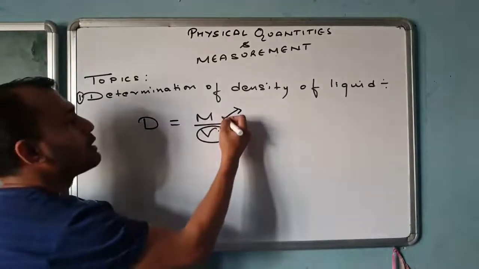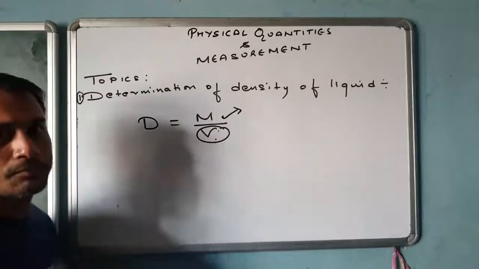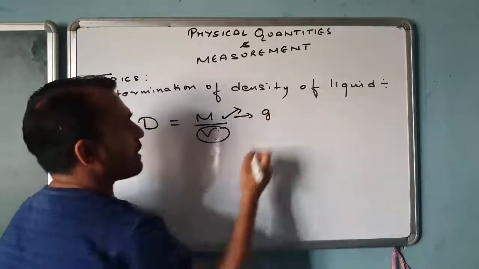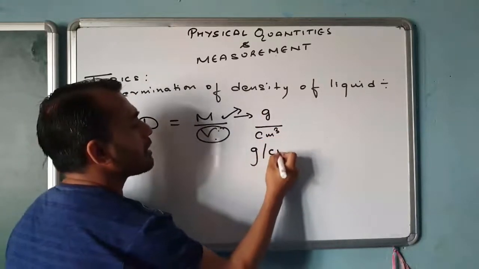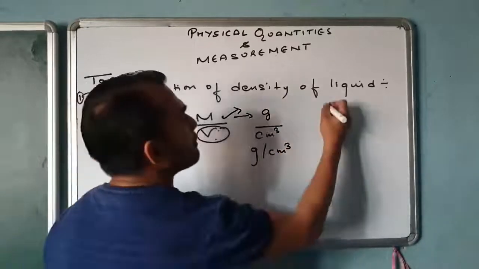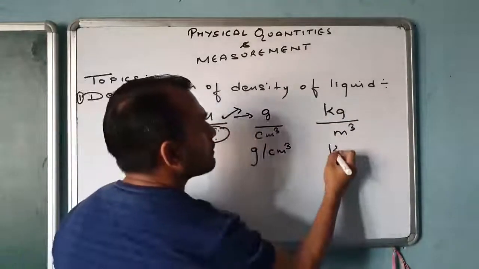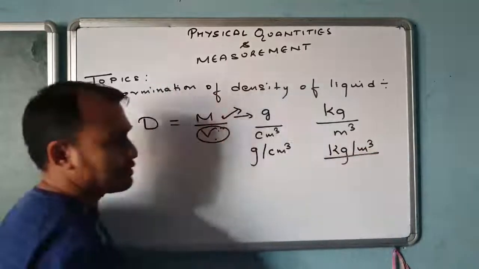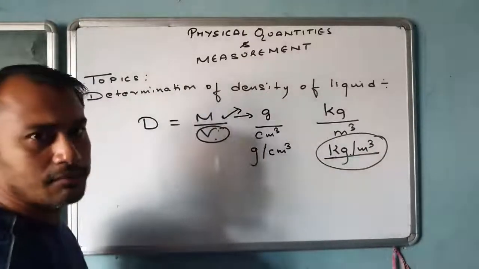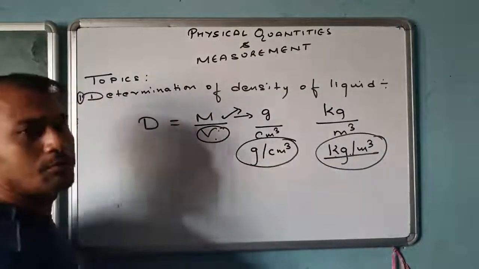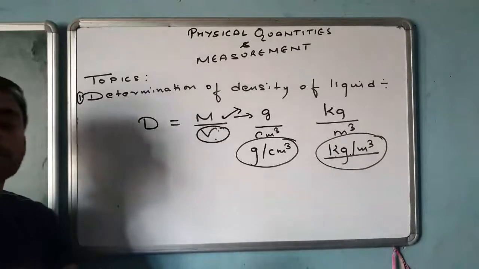Once we have both mass and volume, the density is calculated by the formula mass by volume. If the mass is in grams, we usually take the volume in centimeter cube, so that the unit of density becomes gram per centimeter cube. If the mass is in kg, then we usually take the volume in meter cube, so that the density has the unit kg per meter cube. You are already aware that kg per meter cube is the SI unit of density, whereas gram per centimeter cube is the CGS unit of density. These are the topics already covered in the previous class.